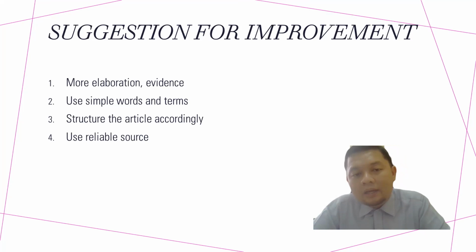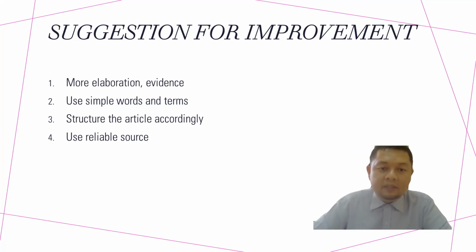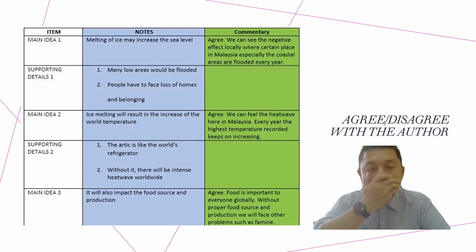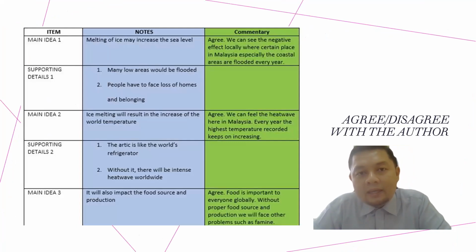Also, last one would be reliable source. Okay, you can also provide suggestions to the authors on how or where to get reliable sources. Maybe you know some institution that is credible enough to provide information on certain topics, some websites and things like that. So you can provide suggestions about it. Yeah. And lastly would be you can express your agreement or disagreement towards the content of the article.